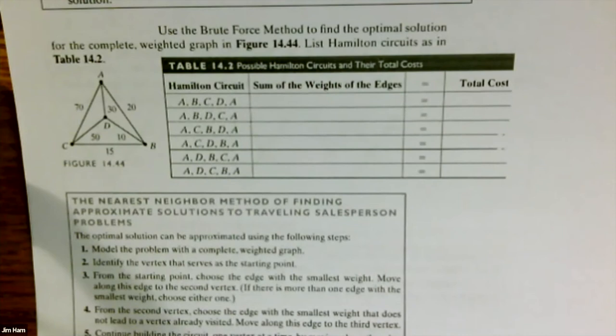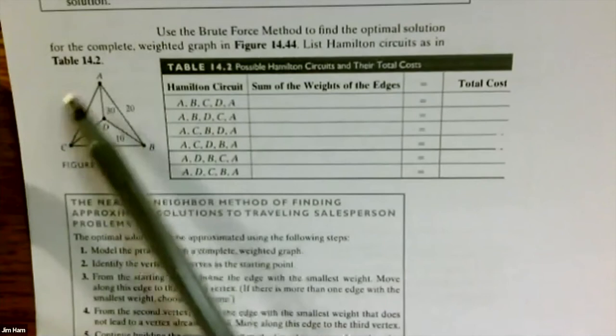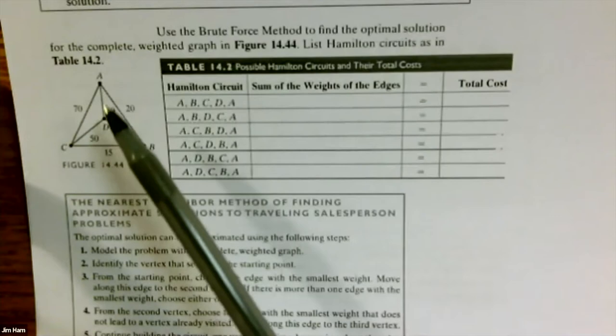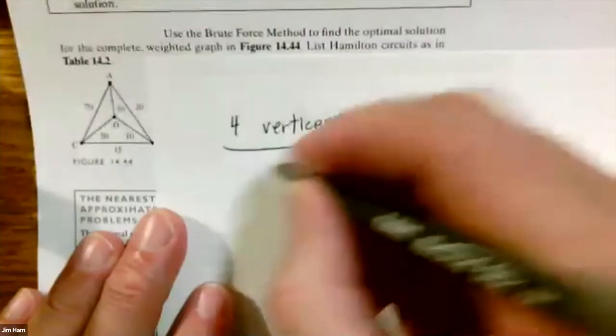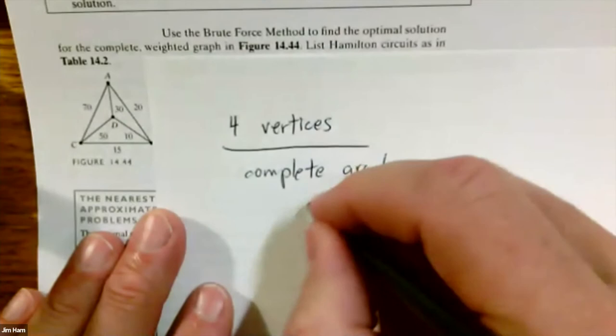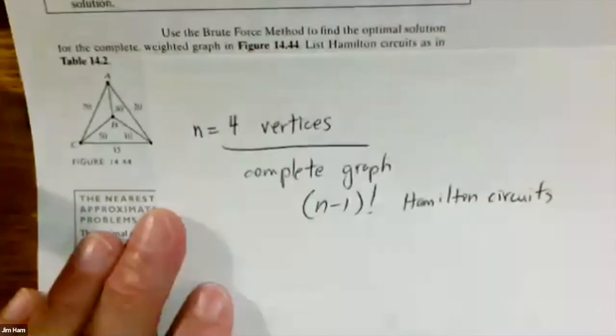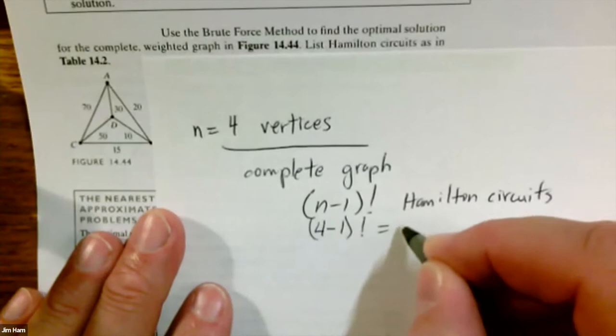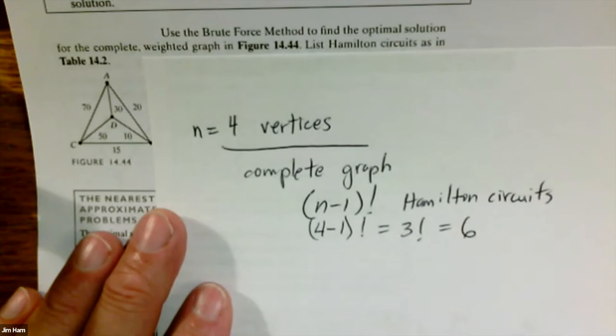Now we can't do this method for graphs that have lots of vertices. We have to keep it small because we have to write down all of the different circuits. So let's kind of review where we were. Here's the weighted graph. But if you'll notice, you have 1, 2, 3, 4 different vertices. And if there are 4 vertices in a complete graph, there are n minus 1 factorial Hamilton circuits. If n is the number of vertices, then we have 4 minus 1 factorial. I think we did this problem earlier. 3 factorial, which is 6. There are 6 different, unique Hamilton circuits.